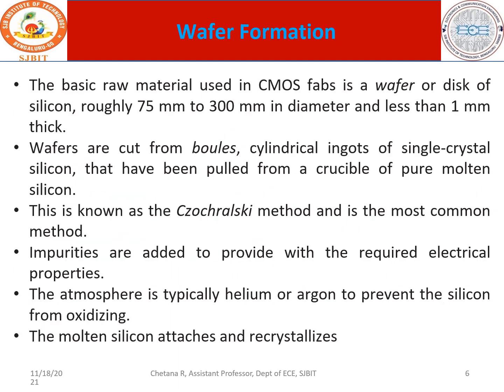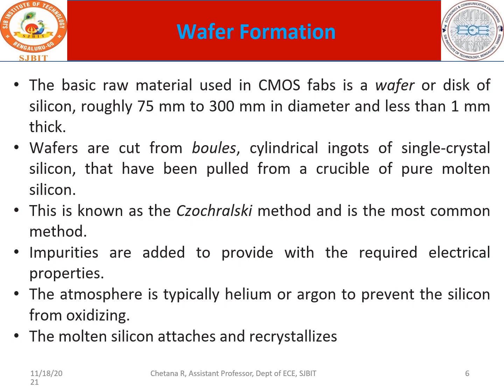The first one is wafer formation. Initially we start from scratch, where the wafers are to be created, because that itself is the substrate, and on this we go on building the layers, and that is how we get the transistors. The basic raw material used in CMOS fabs is a wafer or disc of 75 mm to 300 mm diameter and 1 mm thickness. We get these wafers from cylinder ingots, boules of single crystal silicon.